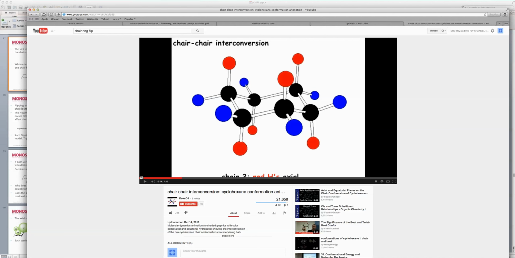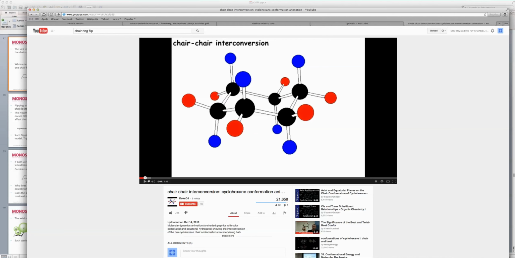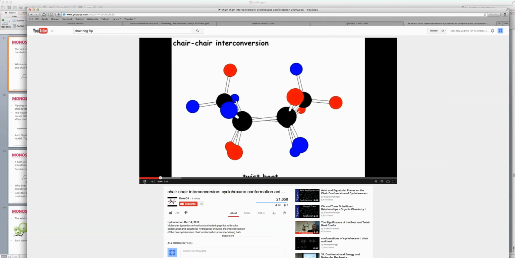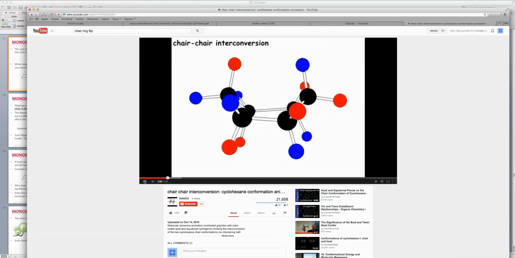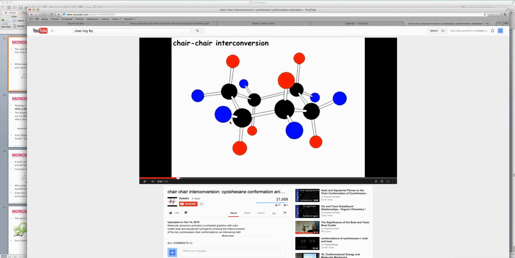If we go back to the starting structure, the blue hydrogens are axial and the red hydrogens are equatorial. After the ring flip: half chair, twist boat, full boat, twist boat, and finally the other chair conformation. Notice that the axials that were blue are now equatorials, and the equatorials that were red are now axials.